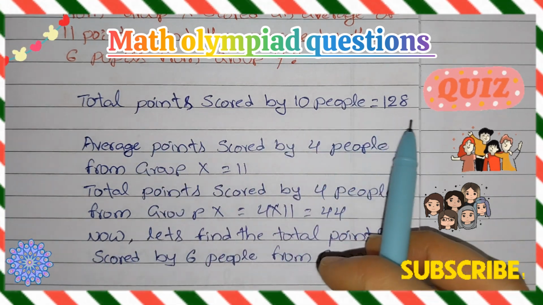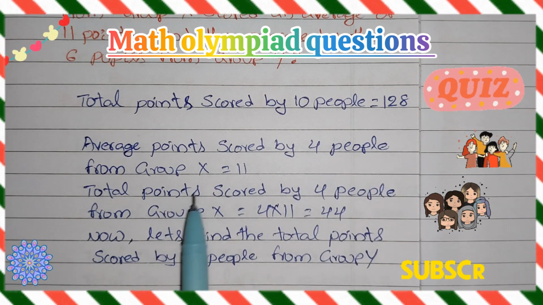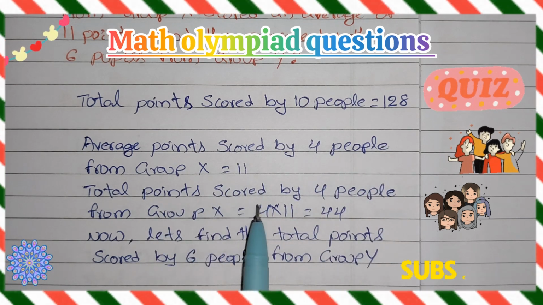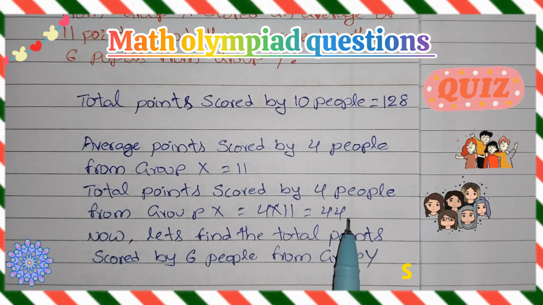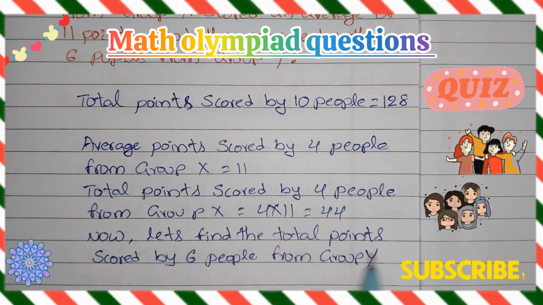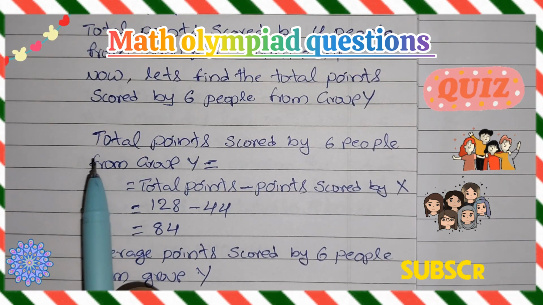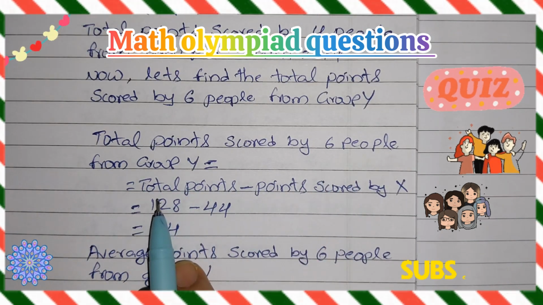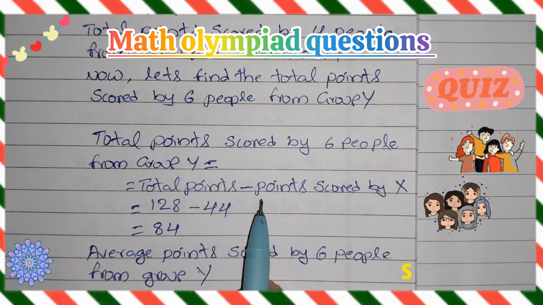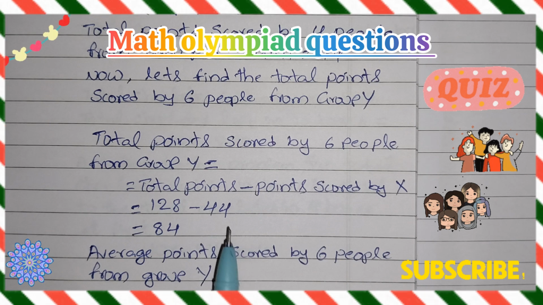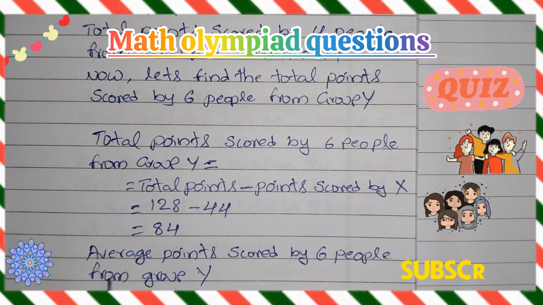Let's see how to solve this problem. Total points scored by 10 people equals 128. Average points scored by 4 people from group X equals 11. Total points scored by 4 people from group X equals 4 multiplied by 11 equals 44. Now let's find the total points scored by 6 people from group Y. Total points scored by 6 people from group Y equals total points minus total points scored by X. 128 minus 44 equals 84.